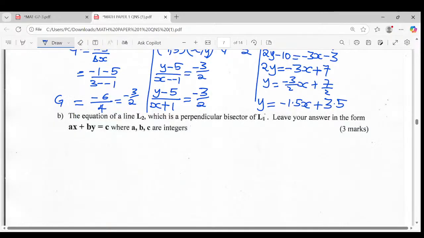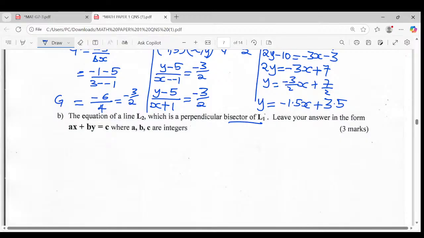Part B of the same question. The equation of a line L2, which is a perpendicular bisector of L1, is ax plus by equals c, where a, b, and c are integers.